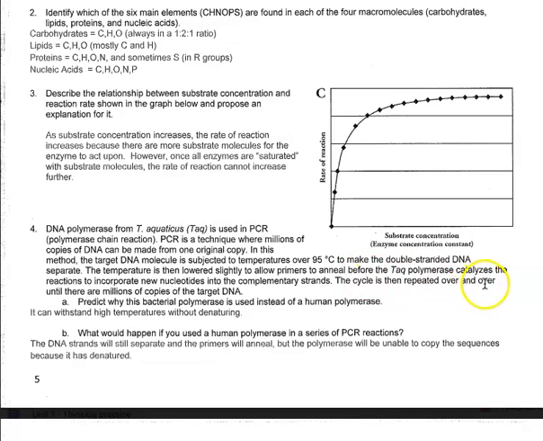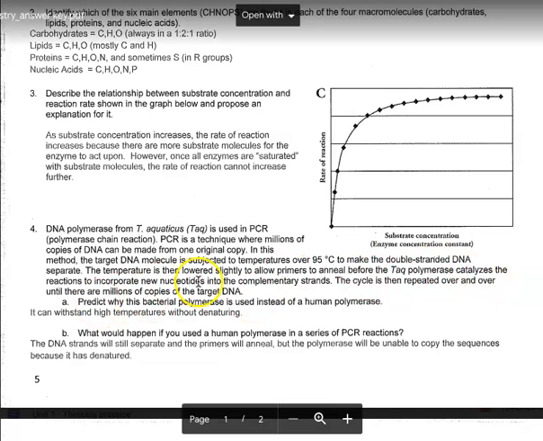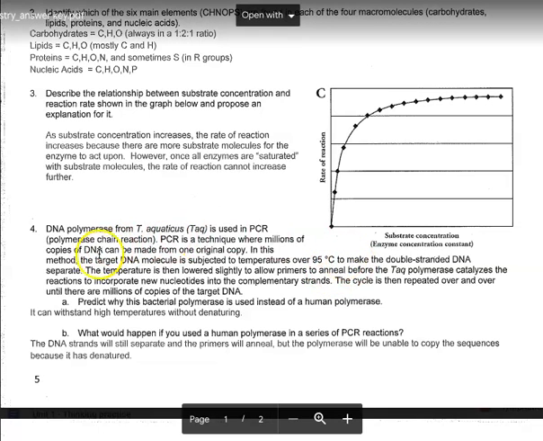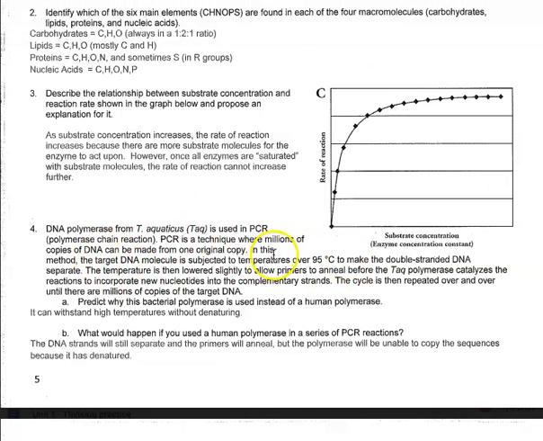The cycle is then repeated over and over until there are millions of copies of the target DNA. Predict why this bacterial polymerase is used instead of a human polymerase. So again, go back to the data. What is it telling you? It's telling you that in this method of PCR, the target DNA molecule is subjected to temperatures over 95 degrees Celsius.